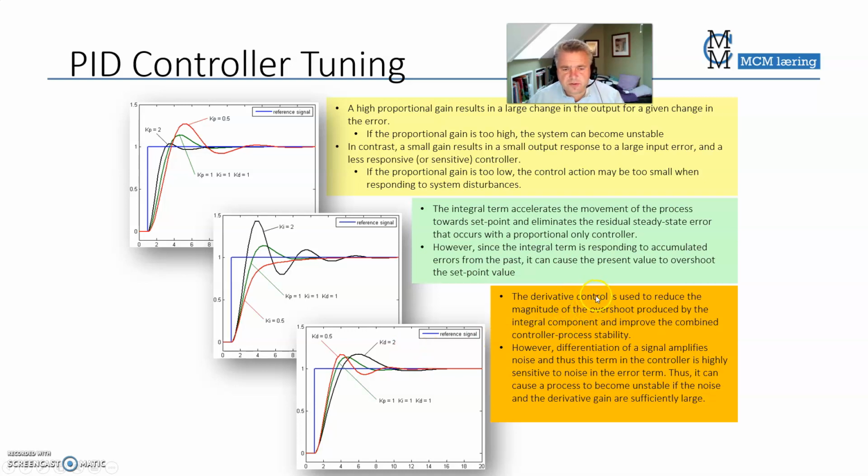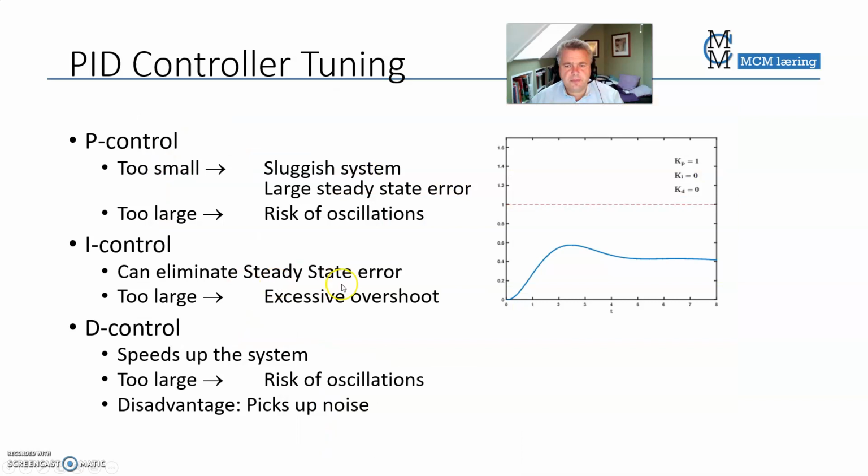And the derivative control is used to reduce the magnitude of the overshoot. You see here, the overshoot here is much larger. For the black curve, you see it has a large area under it. So it's reduced here and it settles faster. The black curve settles slower. The differential of a signal amplifies noise, so it may become highly sensitive to noise if we use the derivative term. This is an animation that we should study.